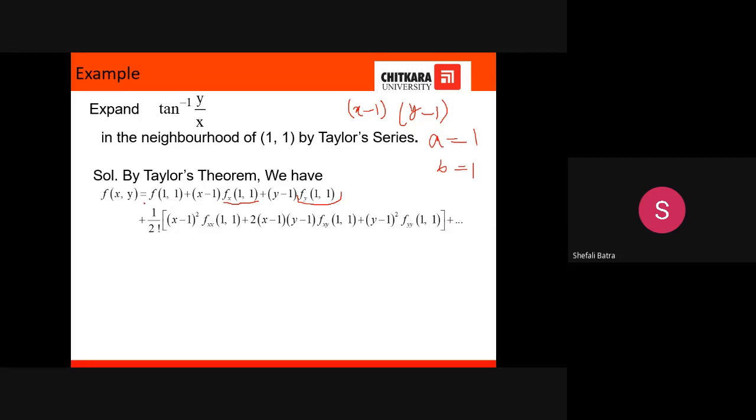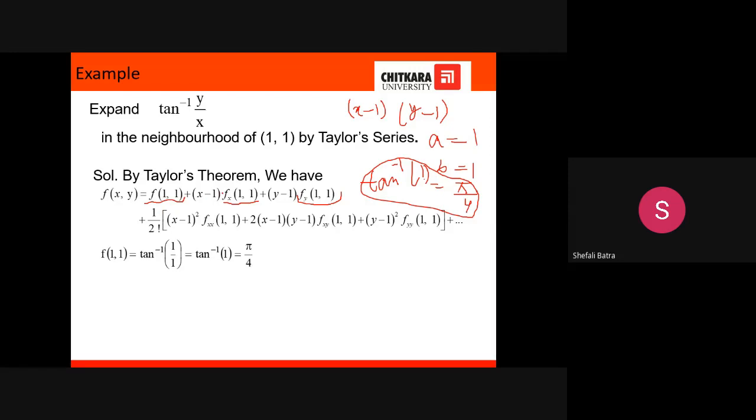So first I need the value of the function at point 1 comma 1. When you put y is 1, x is 1, it becomes tan inverse 1. X is positive, y is positive, that means it is the first quadrant. So in the first quadrant, you will have the value pi by 4. Because x is positive as well as y is positive, and where are both positive? In the first quadrant. So tan inverse 1 would be plus pi by 4. So this is the value of f of 1 comma 1.